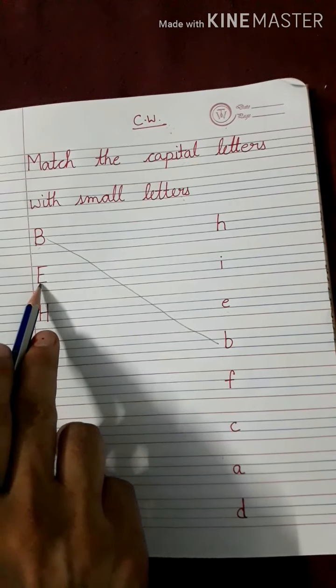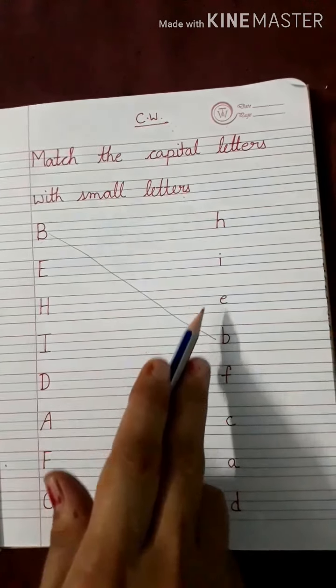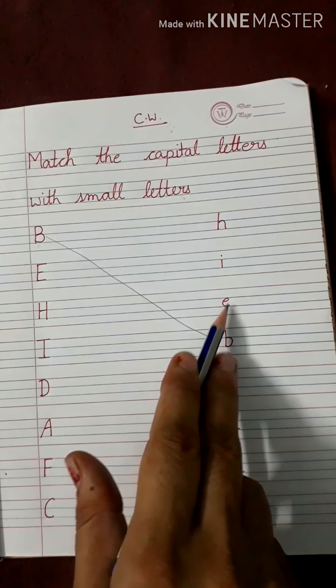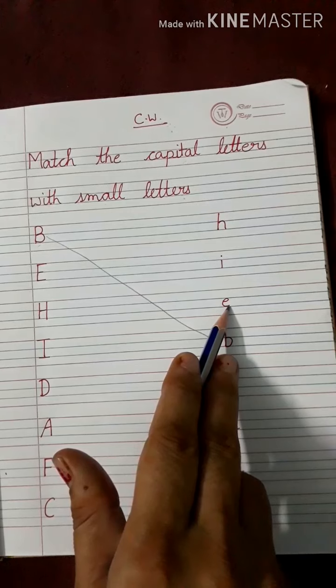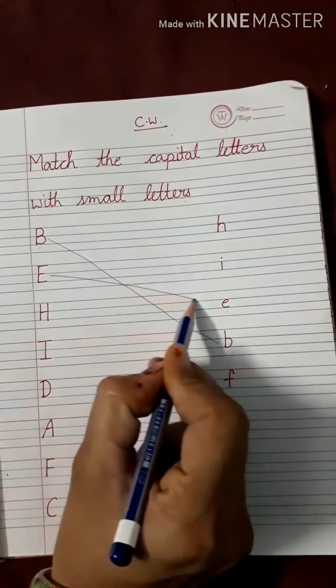Next, which letter is this? Capital E. Now search small e. Where is small e, students? Yes, this is small e. Now we will match capital E to small e. Match it.